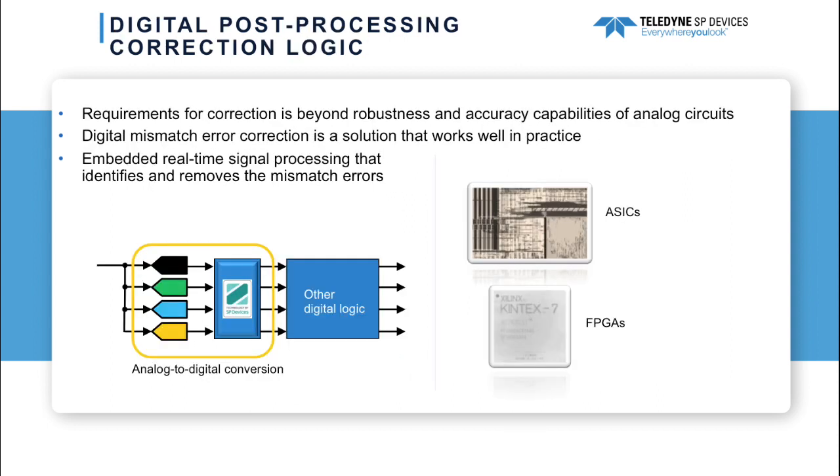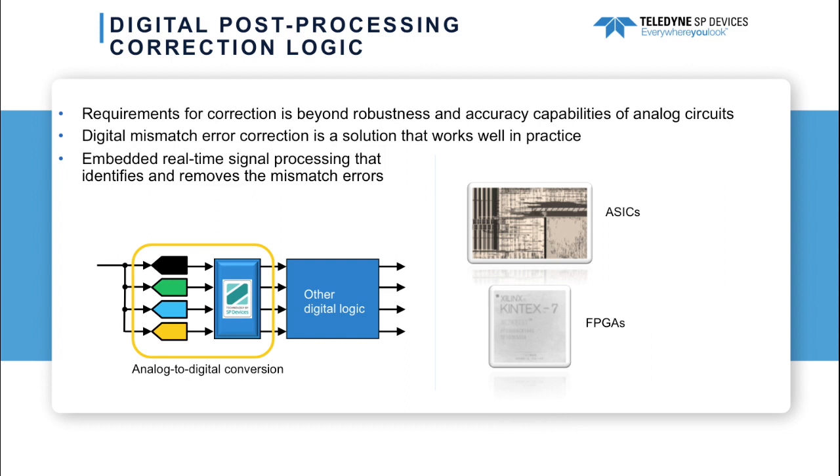Now we have understood that what is really required to avoid aliasing from gigasamples per second time-interleaved ADCs is a few tenths of femtosecond alignment. Such requirements are beyond the robustness and accuracy capabilities of analog circuits. Luckily, digital logic is inherently robust and can be made arbitrarily accurate. Digital mismatch error correction is a solution that has been proven to work well in practice for multi-core time-interleaved ADC systems.